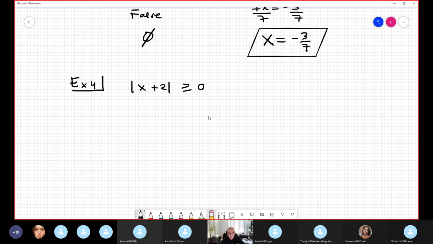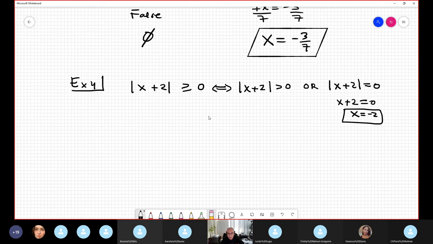Well, it's equivalent to say x plus 2 greater than 0 or x plus 2 equal to 0. The solution of this is a piece of cake: negative 2, similar to before, one isolated point. However, the solution of the other is not empty. It was empty when it was less than, because the interpretation of this is distance, and any distance is a positive number, so it's always greater than. Always is the keyword. Always means all real numbers. I don't care about that part because it is included inside this.